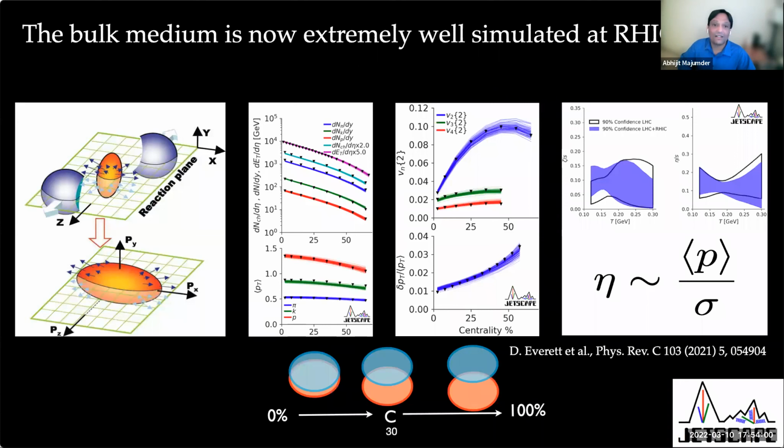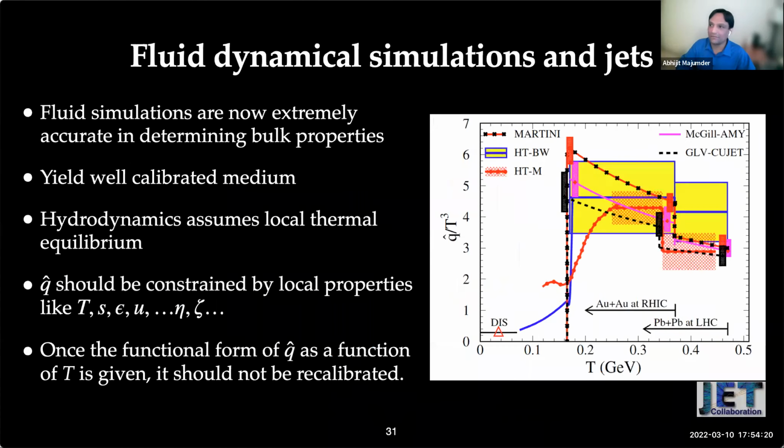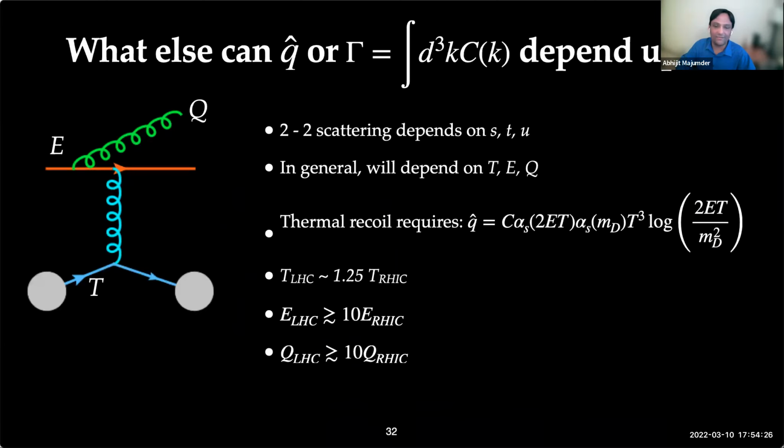Okay, so the bulk medium we talked about before is very well simulated. We ran simulations, did Bayesian analysis, and extracted the η/s. I already told you this before, that we now take space-time profiles based on this Bayesian analysis. And we are now going to run this energy loss through this hydro.